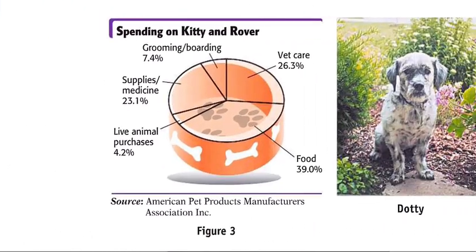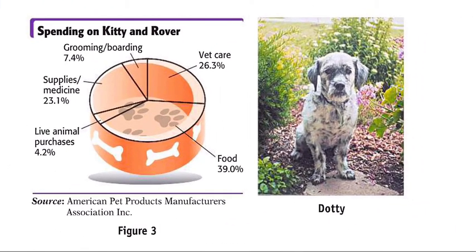How much was spent on pet supplies. So we're looking at this chart. Okay, now we have a pie chart. It's just basically a circle, and everything should add up to 100%, and each part tells you what percent was spent. Let's see. It says spending on kitty and rover, grooming, boarding, vet care. So these are the different costs that they spent on their animal.